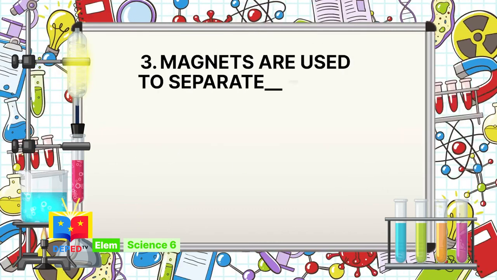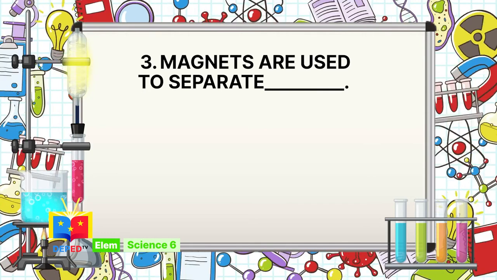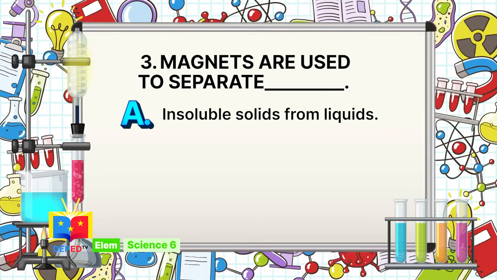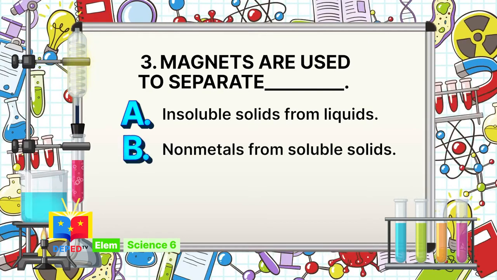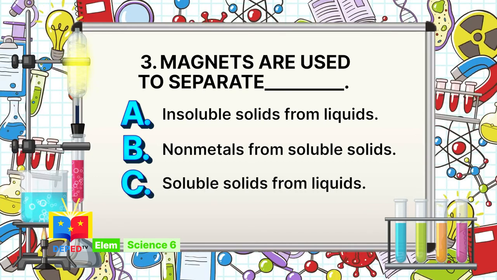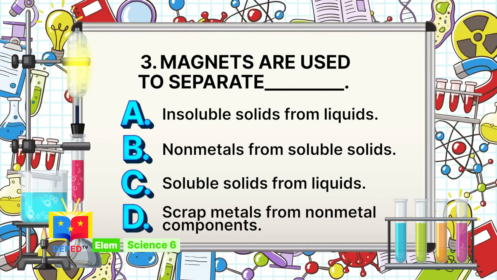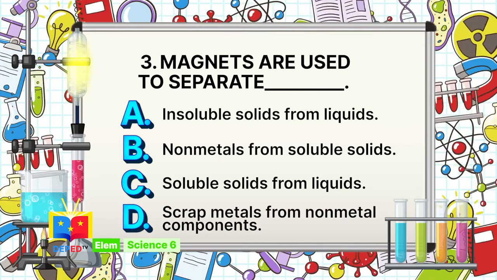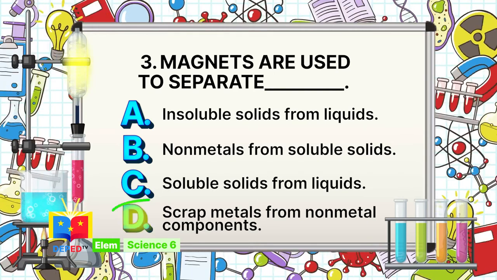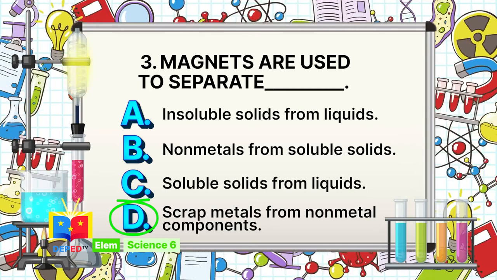Number 3. Magnets are used to separate blank. Letter A. Insoluble solids from liquids. Letter B. Non-metals from soluble solids. Letter C. Soluble solids from liquids. Letter D. Scrap metals from non-metal components. The correct answer is letter D. Scrap metals from non-metal components.